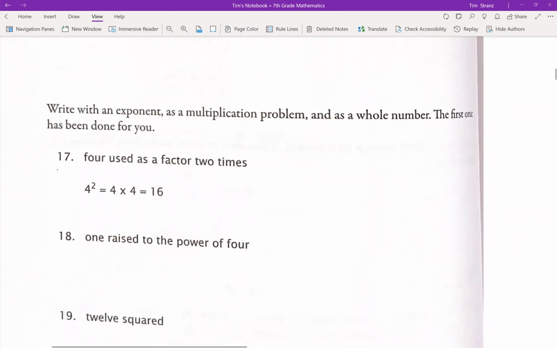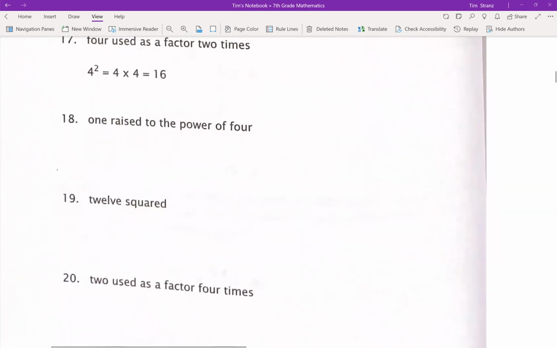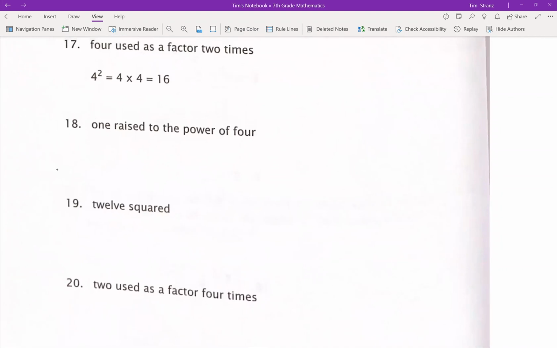Okay, next section. Write with an exponent as a multiplication problem and as a whole number. The first one has been done for you. So 4 used as a factor 2 times. That's the same thing as saying 4 raised to the power of 2, which we know is 16. Okay, number 18, we have 1 raised to the power of 4. That's saying 1 times 1 times 1 times 1, which is still going to be 1.